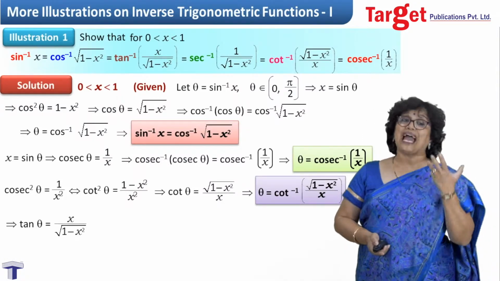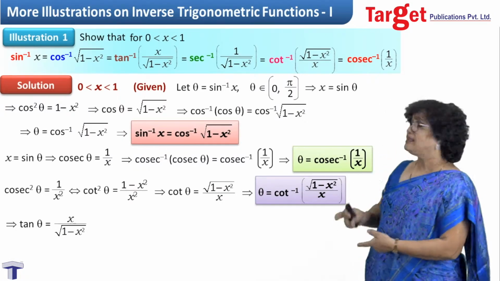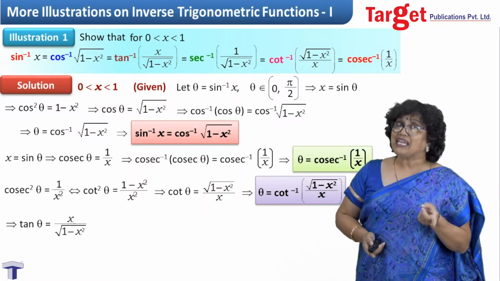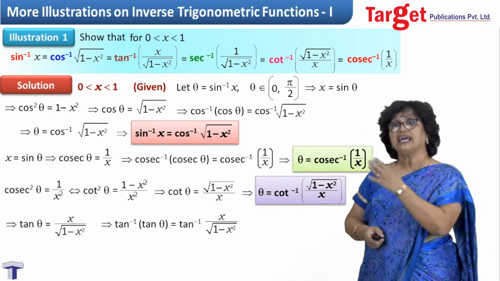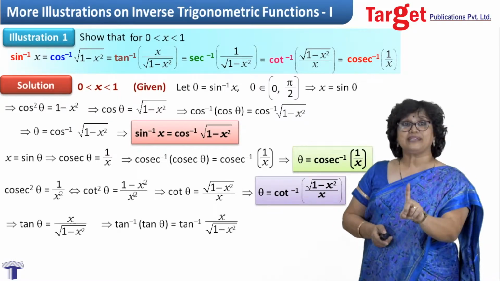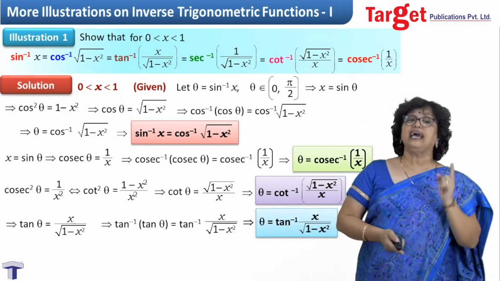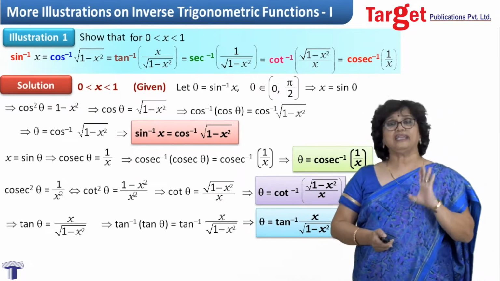Now tan theta. Since I have with me cot theta, I can write tan theta equal to x upon under root 1 minus x square. I take tan inverse on both sides, and then I may write tan inverse tan theta equal to tan inverse of x upon under root 1 minus x square. I would replace that tan inverse of tan theta as theta because theta is in the range of tan inverse, and hence theta equal to tan inverse of x upon under root 1 minus x square.